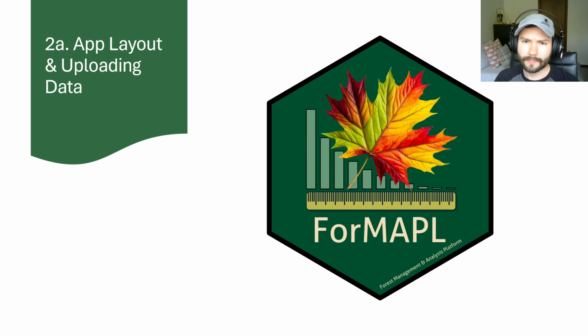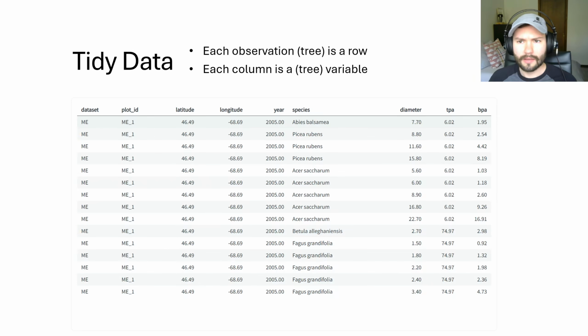data uploaded. So before we do that, we have a couple of things we need to discuss. We need to reiterate from the previous video the type of data structure you need in order to be able to use the ForMAPL app. So this app uses what's known as tidy data. So each observation, or a tree, is a single row in your data sheet, and each column is a variable that describes that tree. So ForMAPL uses plot data.